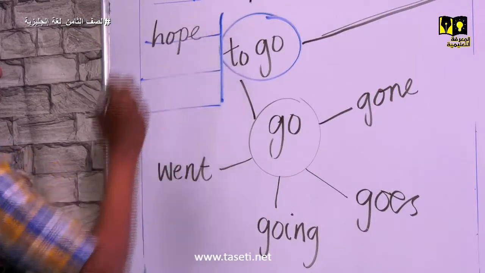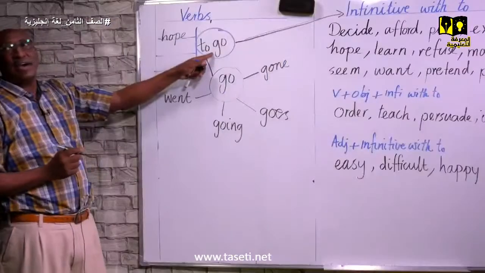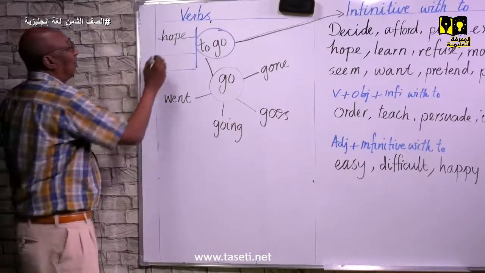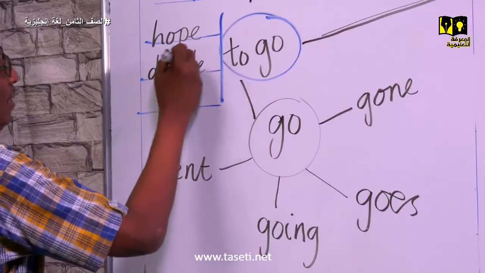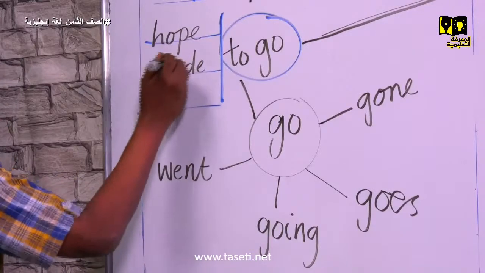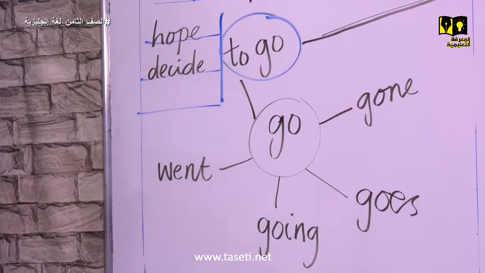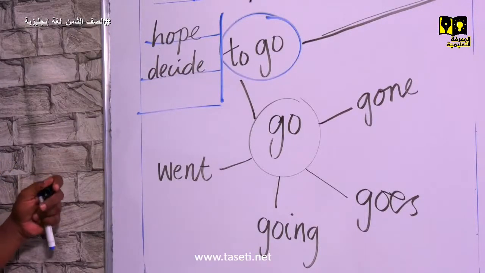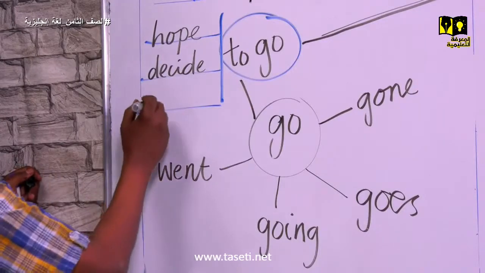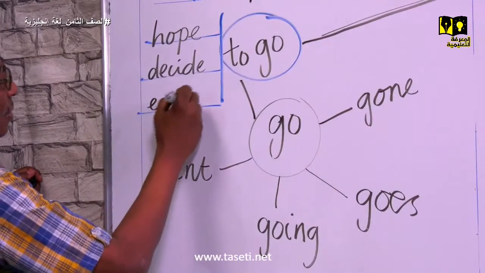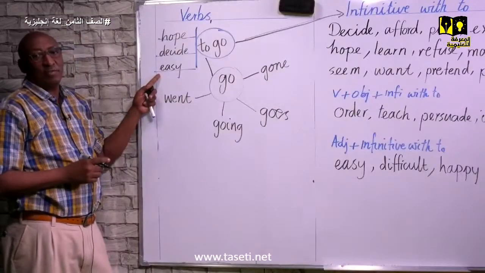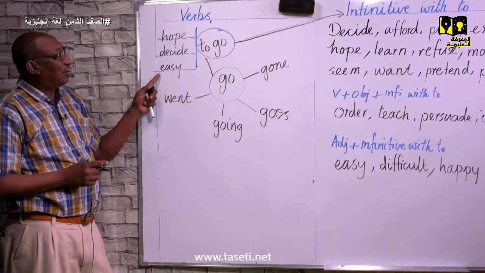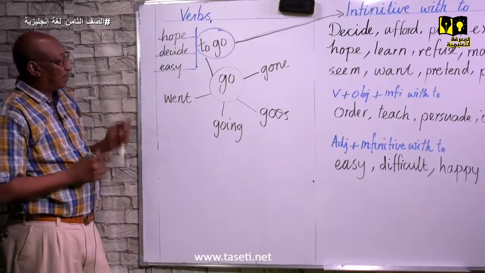You see, I hope to go there again, right? On the side, all right? I've decided to visit my relative next holiday, right? And also we have easy, adjective. It is easy for me to go to the other bank of the river, right? Not difficult, right? This is an adjective, yeah, right?